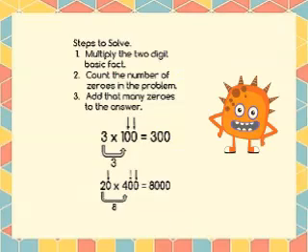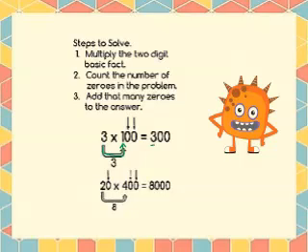So what are the steps to solve? Multiply the two digits, the basic facts, count the number of zeros in the problem, and add that many zeros to the answer. So the steps are very easy. You multiply the two facts, 3 and 1. So what's 3 times 1? It's 3. And then you add as many zeros as you have at the end.